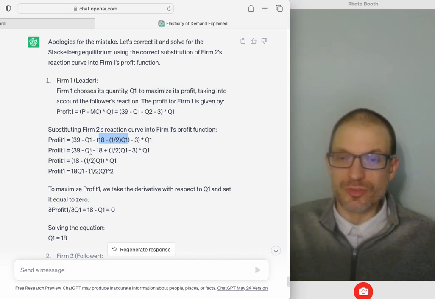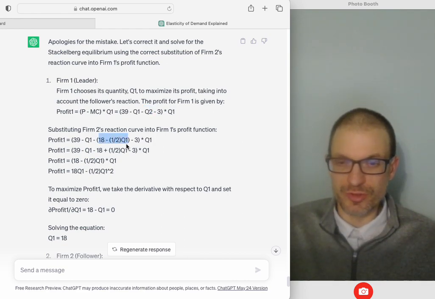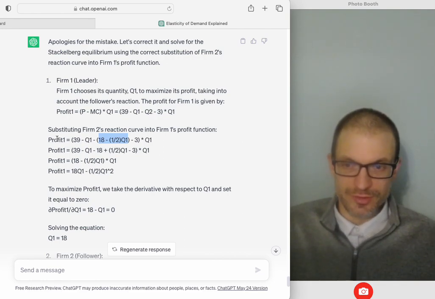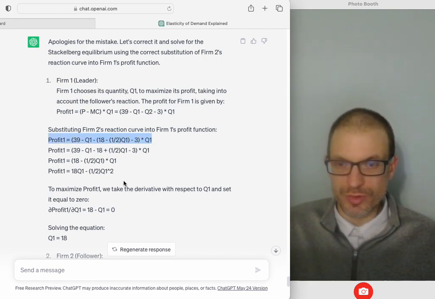And so I told ChatGPT to put this into firm one's profit function, and it did. And this is correct. And so, we replace Q2 with Q2 of Q1 because we want firm 2 to be conditioning its response on firm 1's choice, which it does. Now firm 1's profit function is only in terms of Q1. We'll collect like terms, then we'll take the derivative.